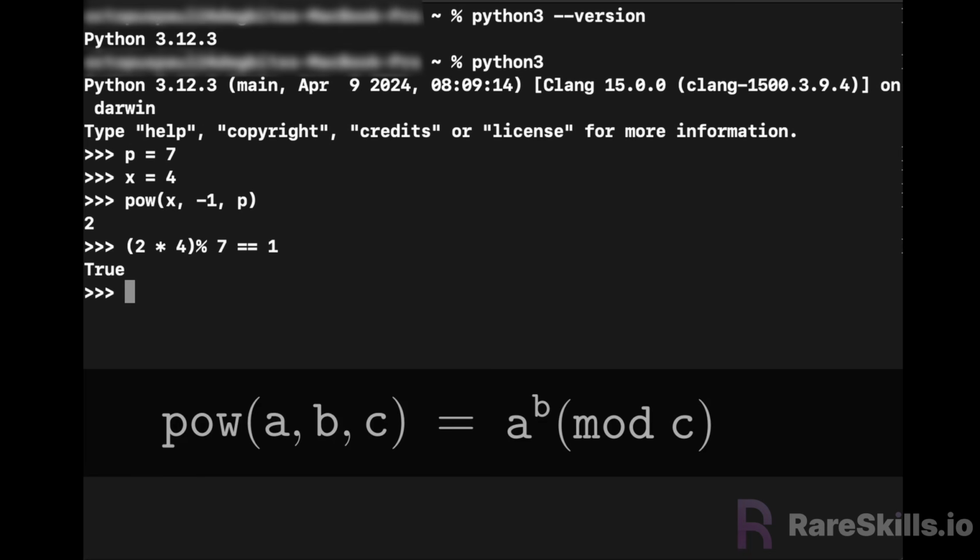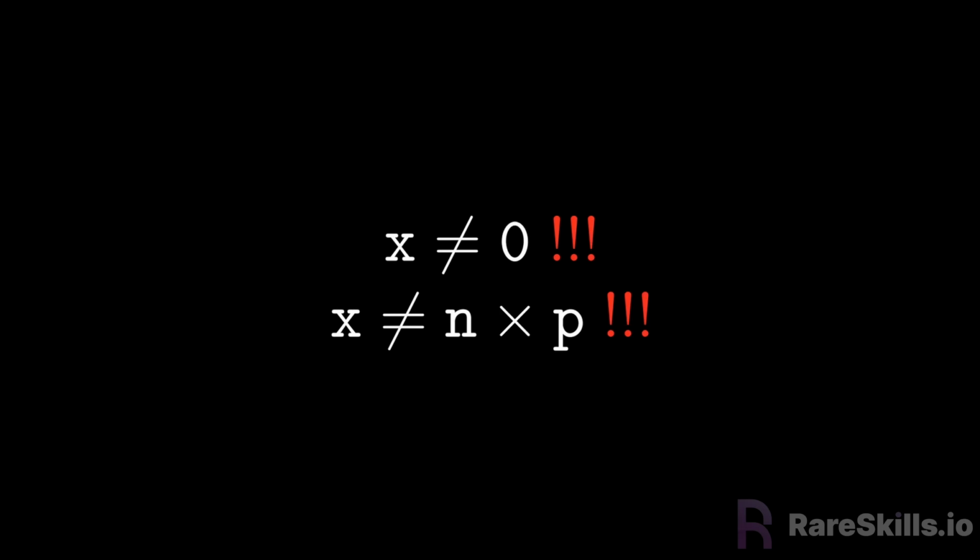To see that this works for arbitrary non-zero numbers and arbitrary primes, at least ones that fit on your computer, do pow(x, -1, p) times x modulo p, which equals 1. And try out a lot of different values for x and p, subject to the restriction that x is not 0 or a multiple of p, and p is prime.